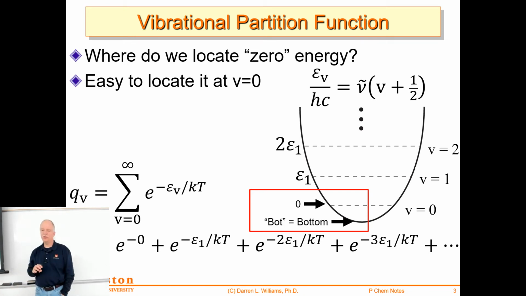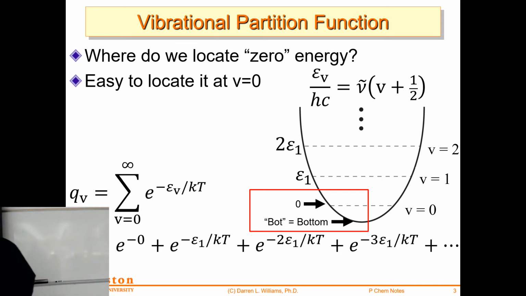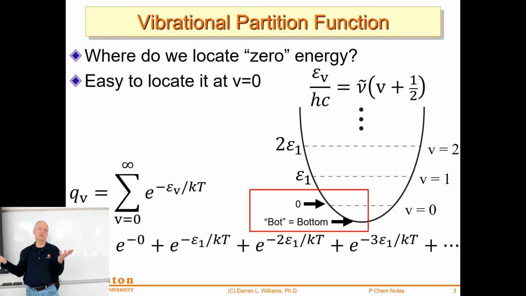Now we could also label the energy 0 at the minimum of this potential energy surface. Now, why on earth would we want to do that? Because you can't actually occupy that space. We can't get a molecule below v equals 0. So that seems like an option we would never have at our disposal, right?